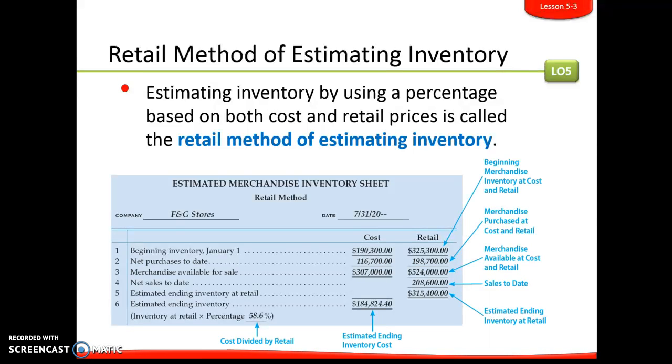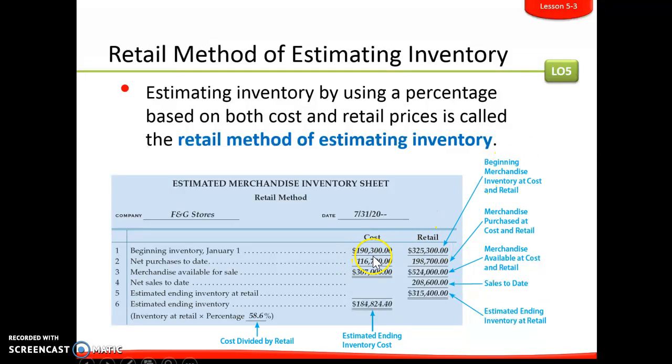Okay, the retail method of estimating inventory is estimating inventory by using a percentage based on both the cost and the retail prices. So again, they're showing us the same type of sheet, an estimated merchandise inventory sheet. However, this time it's retail method. Here they're showing us what company it's for, the date. Here they're showing us 2 different columns. We have our cost column and we have our retail column.